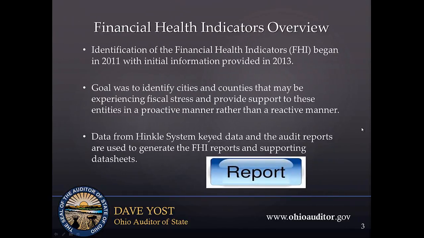The Financial Health Indicators project began in 2011, and we provided initial information in 2013. The goal was to identify cities and counties that had fiscal stress and to provide support for them in a proactive manner rather than a reactive manner when they were already in a state of fiscal stress. We used the data from the Hinkle system keyed data and the audit reports to generate the Financial Health Indicators reports and supporting data sheets.